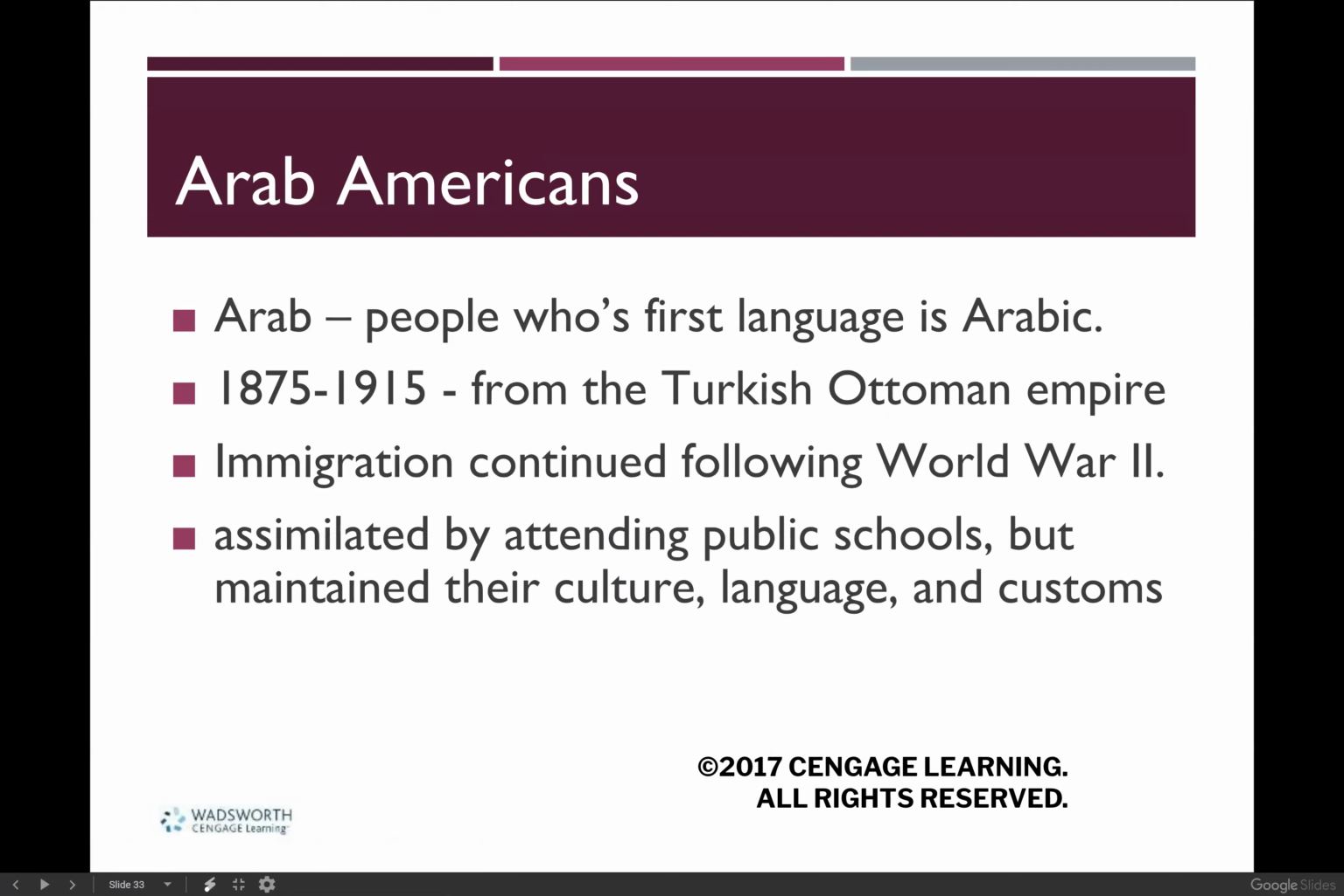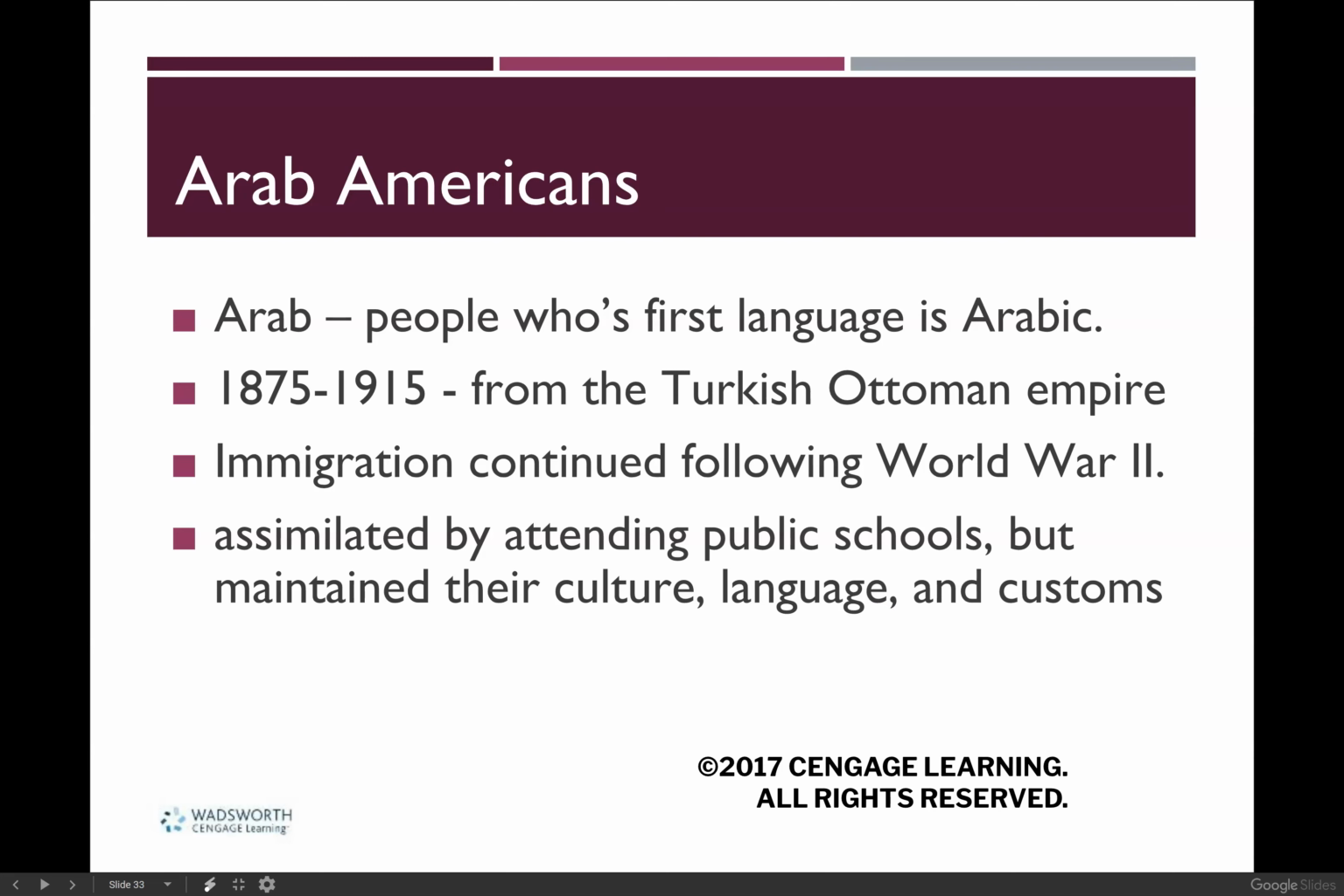Arab Americans, so for purposes of this, Arab means people whose first language is Arabic. In the 1870s, 1915s, through that time period, a lot of them came from the Turkish Ottoman Empire. So again, fleeing an empire, a place that was oppressive or violent, so they can come be free in America. And immigration continued after World War II. So there was a bit of a period between World War I and World War II where people weren't really coming in too much. But after World War II, immigration really picked up.